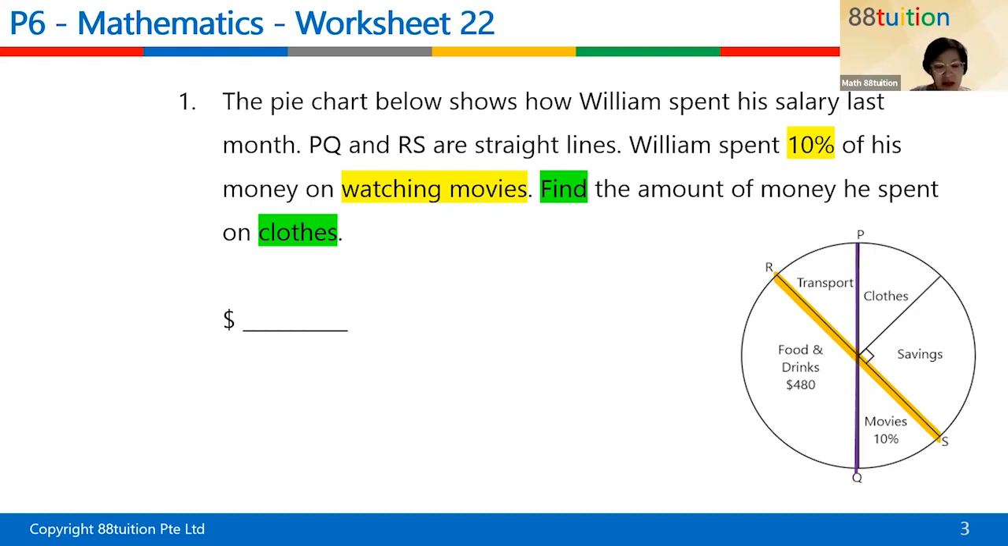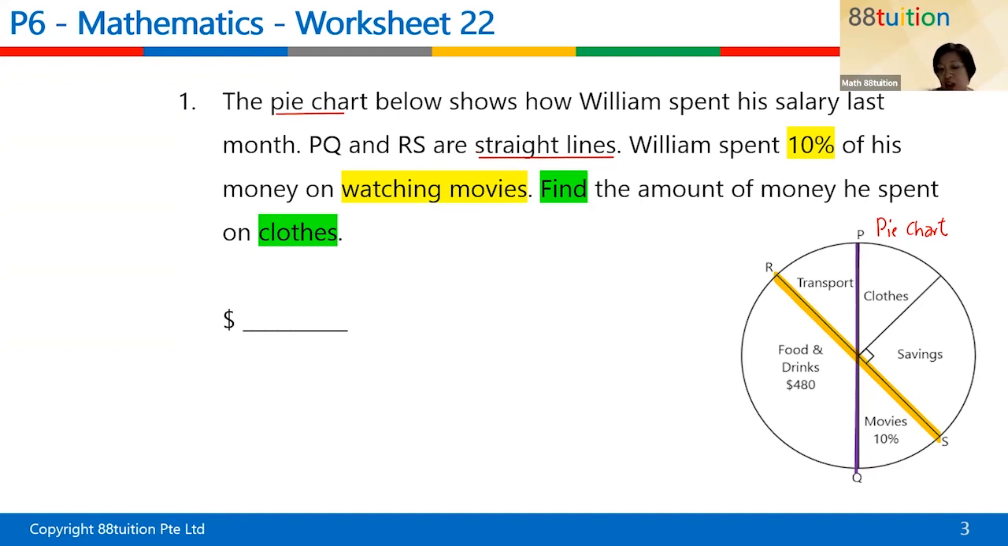Okay. Now, the pie chart, you know what's called a pie chart? Most of the schools have started the pie chart already by this timing. Okay, so a pie chart is something like a diagram here. This is called a pie chart. It is usually round. It shows how William spent his salary last month, and it tells you that there are 2 straight lines in the pie chart. The function of the straight lines is to tell you that it is a half circle.